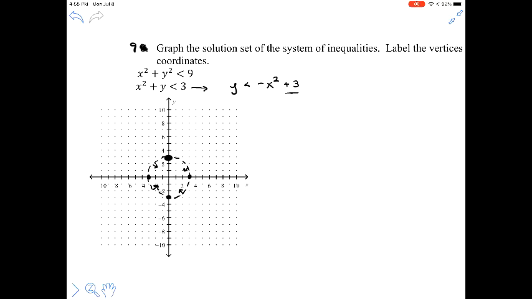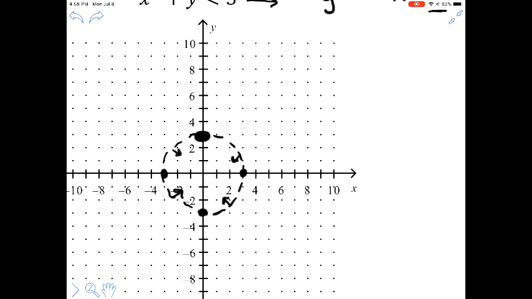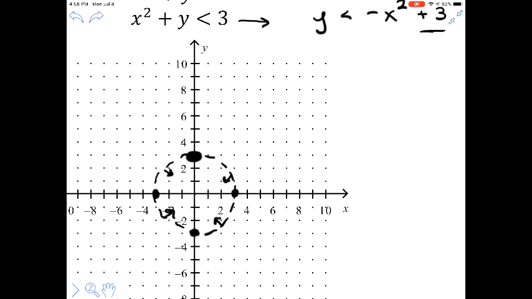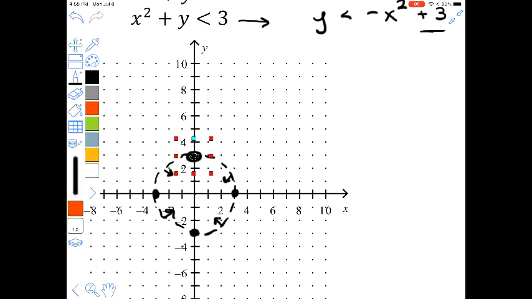So the vertex is right there, and it's going to be opening down like this, but we've got to make sure it's a little more accurate than that. So how am I going to get a couple of other points? I know one of them. Let me get a different color here. The vertex is here.